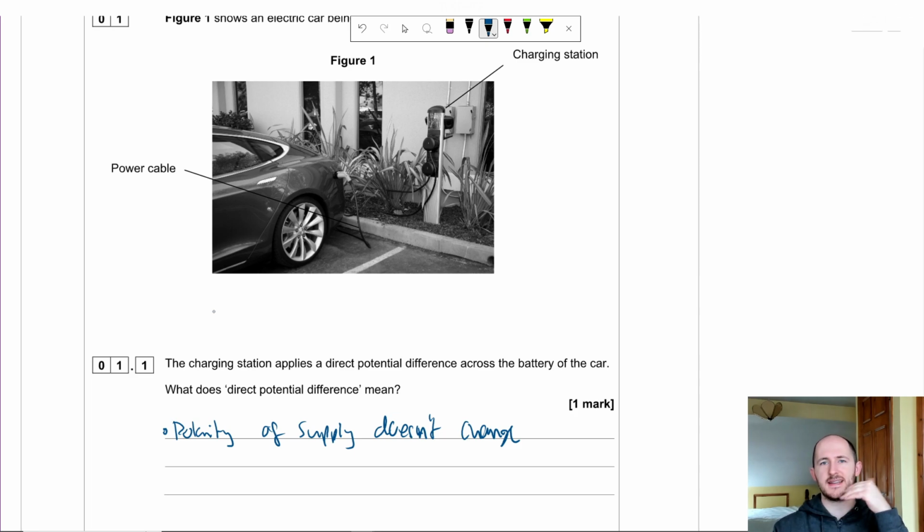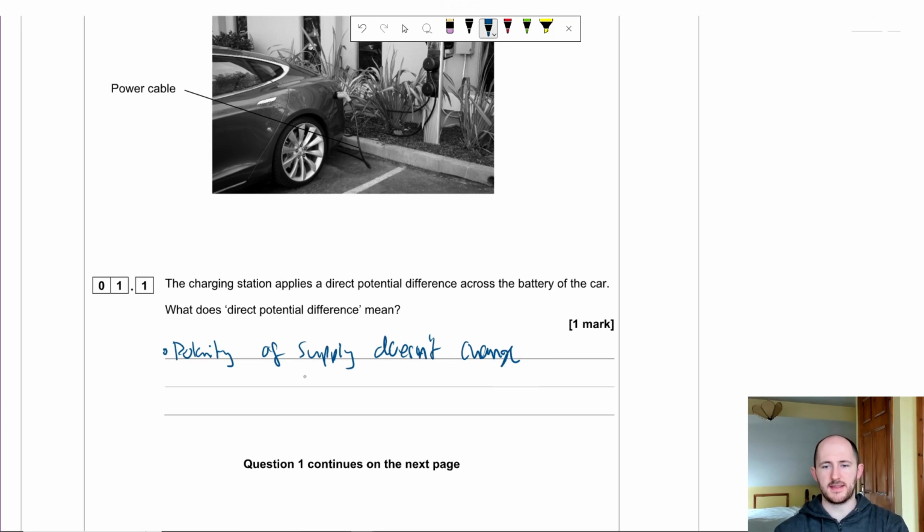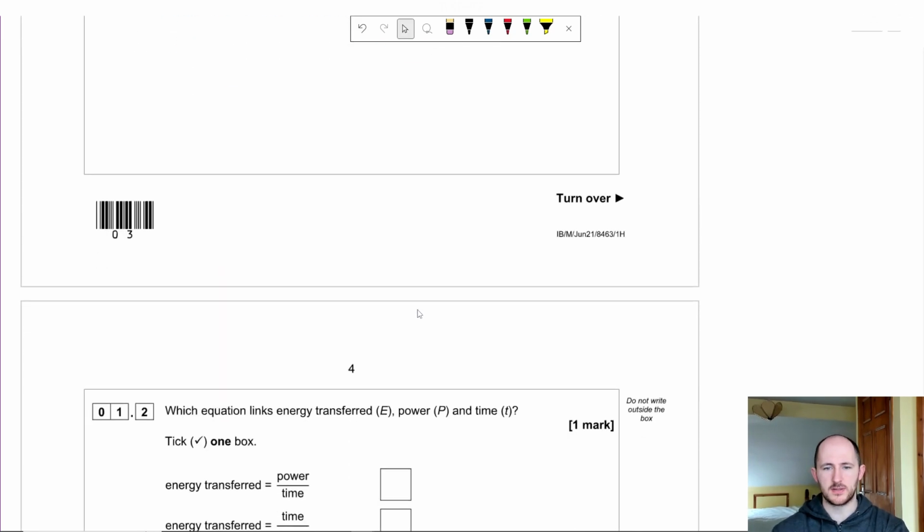If you remember, there is a difference between a direct potential difference and an alternating potential difference. A direct potential difference always stays positive. The electrons, or the charge, whatever you want to call it, will flow in one direction only, whereas with an alternating one, it's being pushed backwards and forwards. So I think the better way to say this, and again, you only need one of these, is that the PD is in one direction only. One direction only. So let's see what 1.2 is all about.